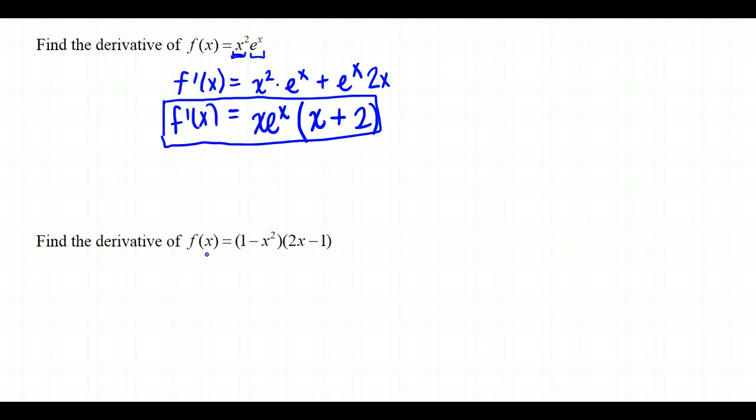Alright, now let's find the derivative of f of x equals the quantity 1 minus x squared times the quantity 2x minus 1. So the way this looks, it definitely screams product rule the way that it's written. I have this quadratic function multiplied by this linear function. So I can use the product rule. However, I don't have to.